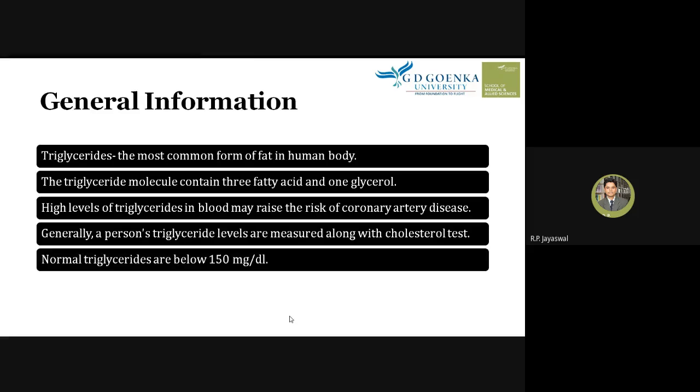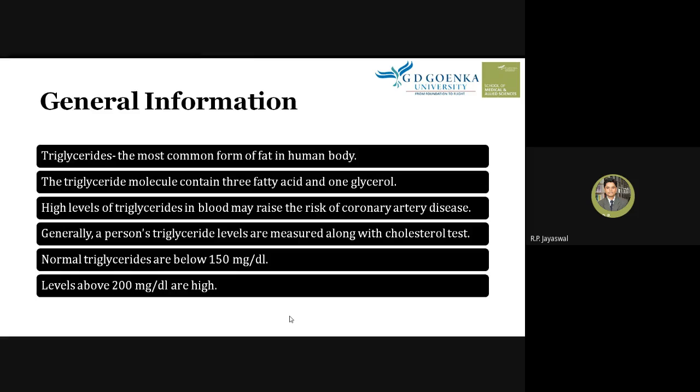Normal triglycerides are below 150 mg per dl. So this is the normal range. A healthy person's triglyceride level should be controlled tightly below 150 mg per dl. It should not exceed this level. Levels above 200 mg per dl are considered high levels, or severe levels.